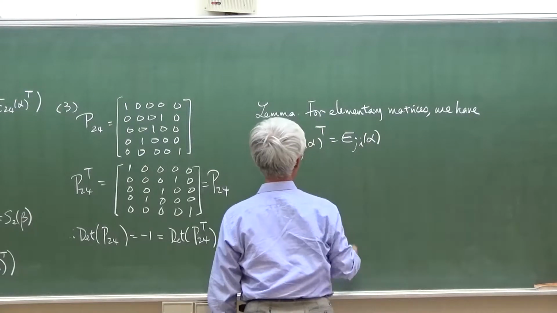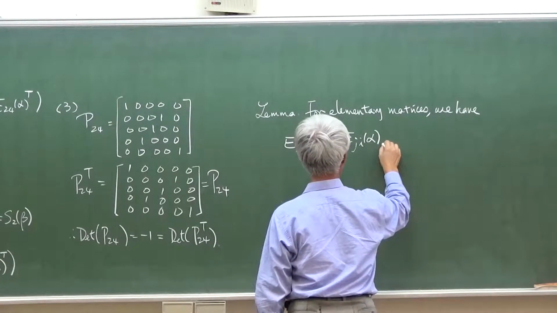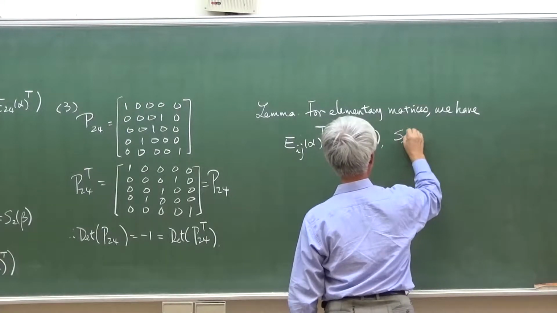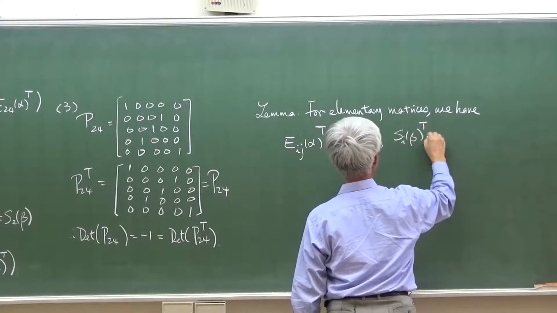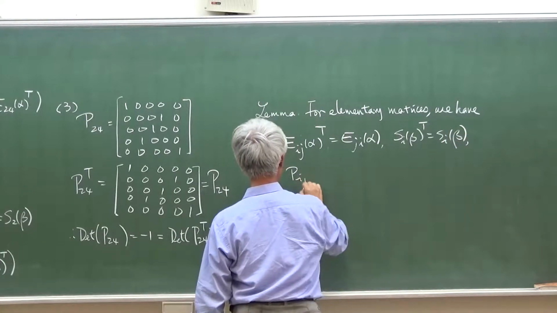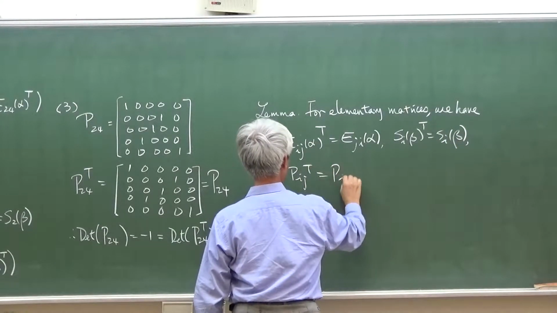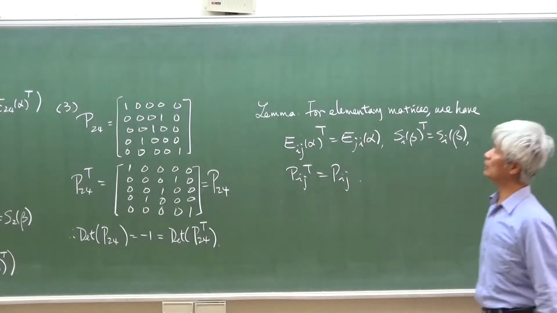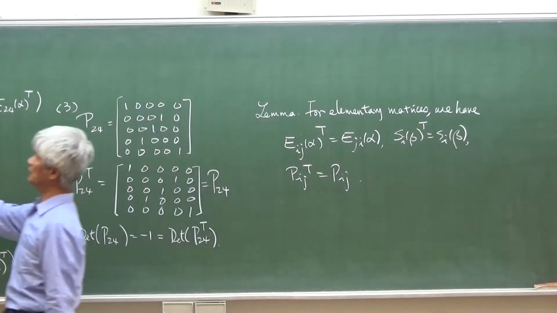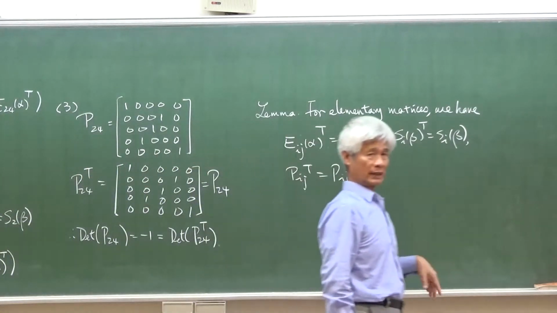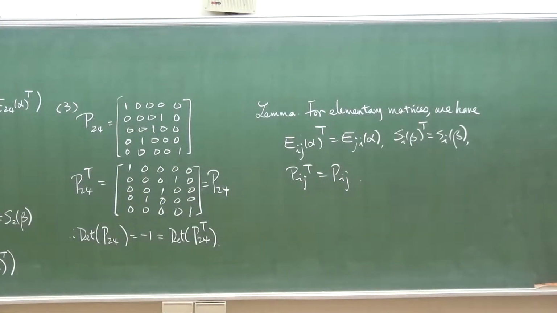Okay, and Si beta transpose is equal to Si beta, and the Bij transpose. Okay, so this is in general. Even though I took the example of 5 times 5 matrices, this is general for any size. Any questions?